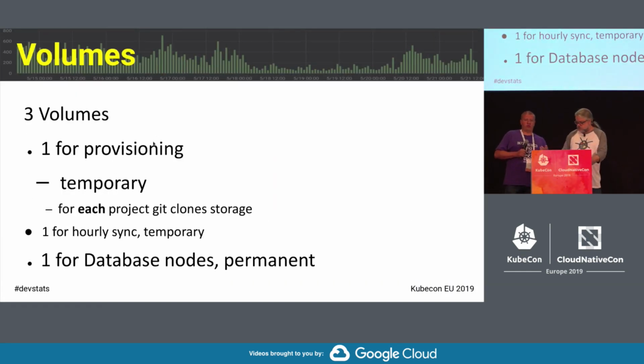Yeah, so every single project needs storage for Git clones, because in addition to GitHub events, we are also analyzing particular commit files. So every single project needs its own persistent volume claim for Git storage. So this is why we have it. We also have three provisioned persistent volumes for the Patroni database, 1 for master and 2 for slave nodes.